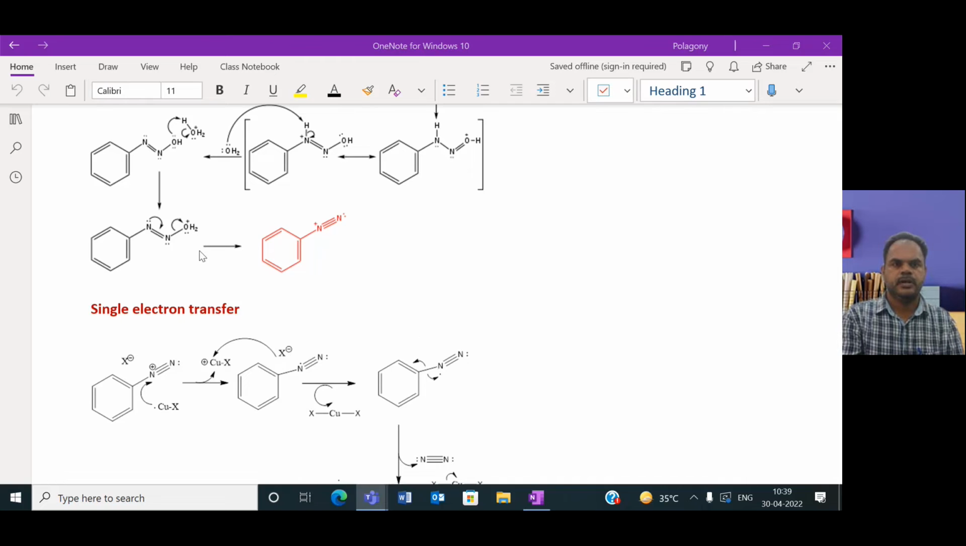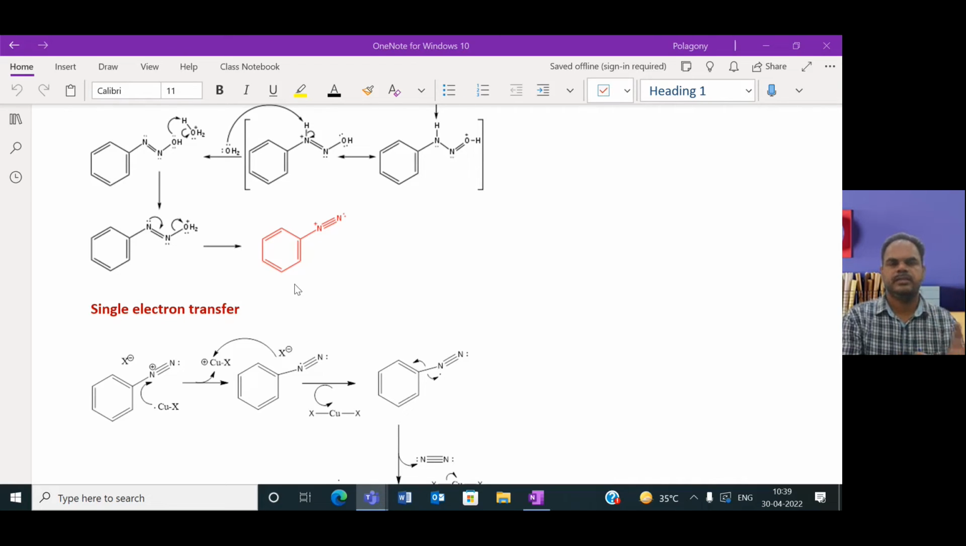Now look at this. After losing the water molecule H2O, the protons present on the nitrogen shift to this oxygen and the water molecule is lost. Then the diazonium structure is formed. This diazonium structure will interact with the Cl minus and form diazonium chloride.